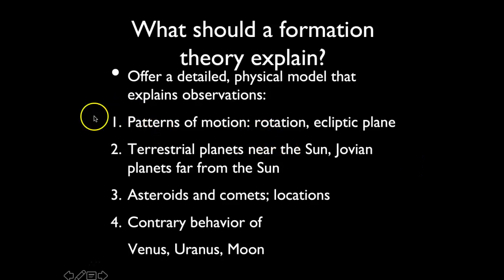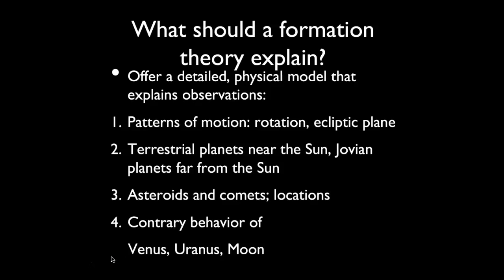So 1, 2, and 3 here are most things in the solar system. And if our theory could explain the first 3, then we'd have a pretty good theory, because our theory would be able to explain how most things in the solar system work. But there are some oddballs. There are some things that work contrary to everything else.